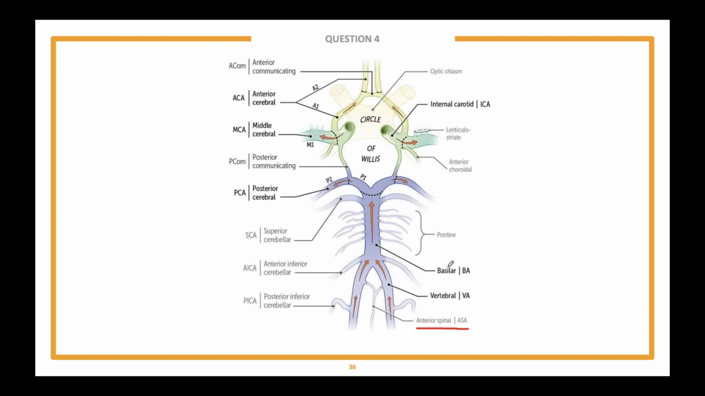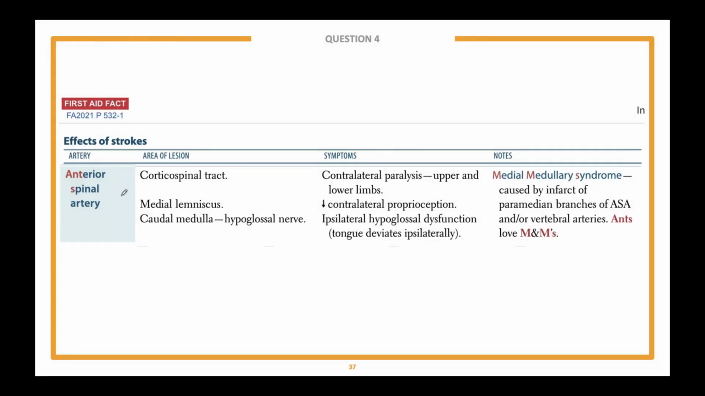Now let's go to the next slide, and you can see here the effect of a stroke involving the anterior spinal artery. And you can see there in the first column, caudal medulla can lead to hypoglossal nerve involvement, okay? Which can lead to ipsilateral hypoglossal dysfunction where the tongue deviates to that side. You can see there are also some other signs and symptoms of losing contralateral proprioception as well as paralysis, okay? And this is also known as medial medullary syndrome, okay?